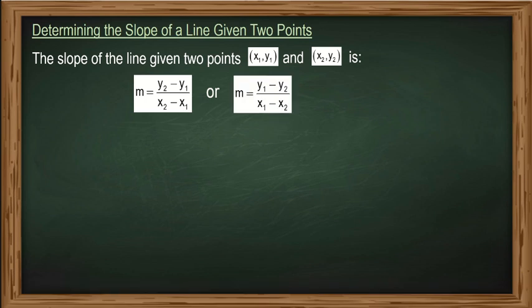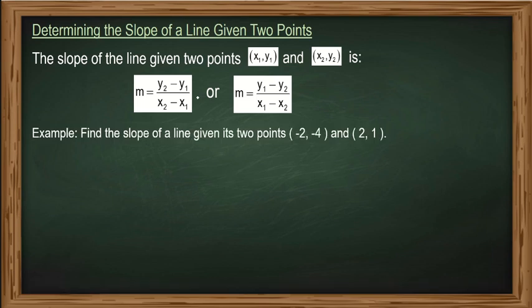Itong dalawang equation na ito ay pareho lamang. Kung ano sa palagay mo ay mas madali para sa iyo gamitin, yun ang gagamitin mo. For example, we have these two points here, negative 2, negative 4, and 2, 1. Okay, what is the slope? We can make use of this first equation.